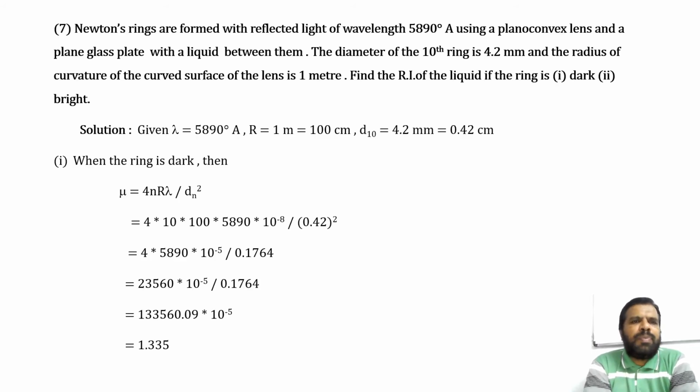Problem number 7. Newton's rings are formed with reflected light of wavelength 5890 angstrom using a plano-convex lens and a plain glass plate with a liquid between them. The diameter of the 10th ring is 4.2 millimeters and the radius of curvature of the curved surface of the lens is 1 meter. Find the refractive index of the liquid if the ring is first one dark, second one is the bright.